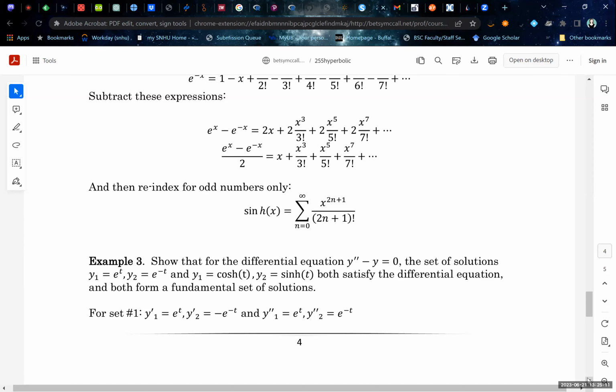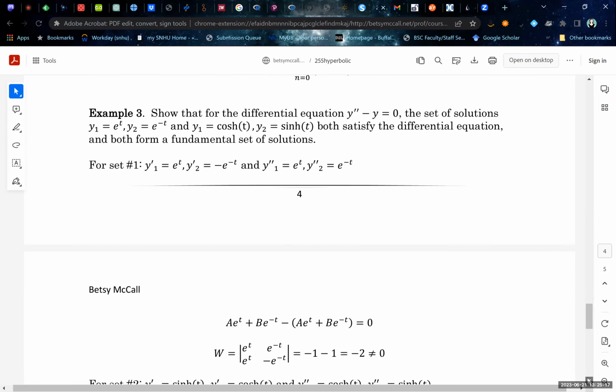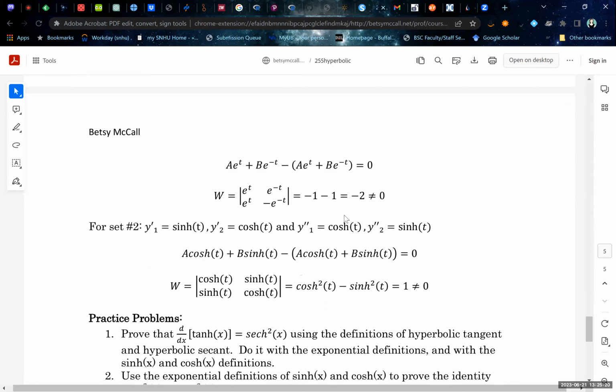And typically, in addition to satisfying that differential equation, we also need to make sure that they satisfy a condition based on the Wronskian, that when you do the calculation, they don't give you a zero. And if you do the calculations for the first solution set based on the exponentials, you get a constant, which is definitely not zero. And similarly, if you do the same calculation for the Wronskian based on the hyperbolic trig functions, you also get a constant, which is also never equal to zero.